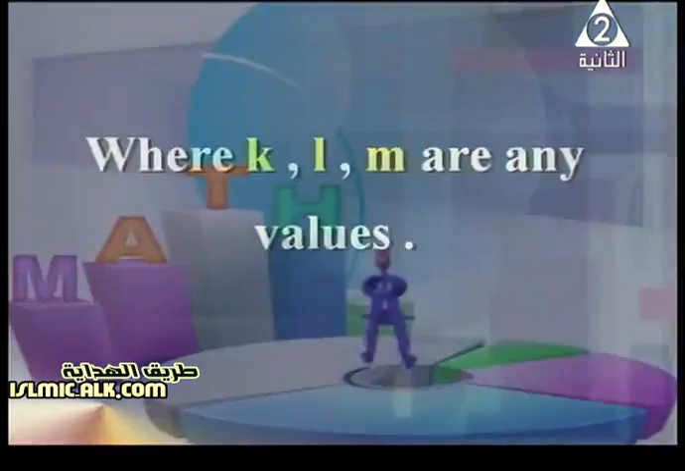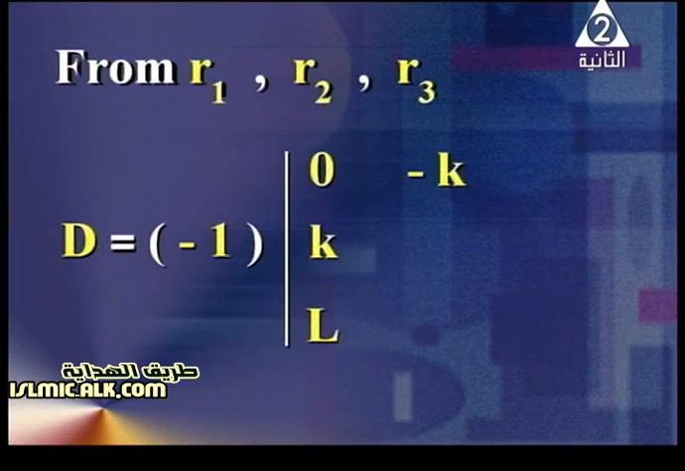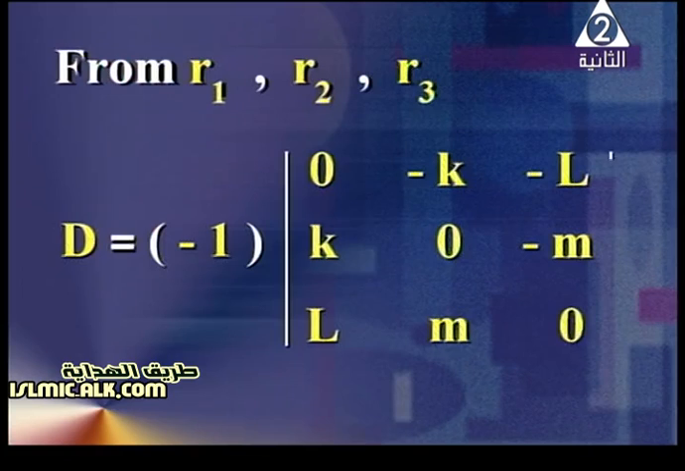K, L, M are any values. Solution. Dear student, by taking negative 1 as a common factor. Why do we take negative 1 from the first row, second row, and third row? What do you deduce? The determinant is negative 1 multiplied by the determinant whose first row is 0, negative K, negative L, then negative K, 0, negative M, L, M, 0.